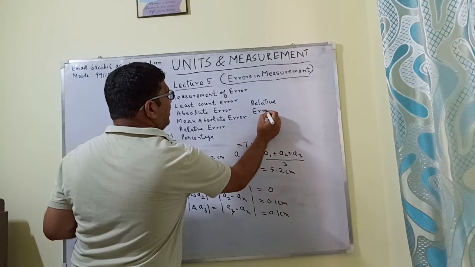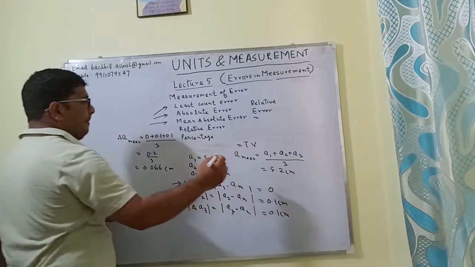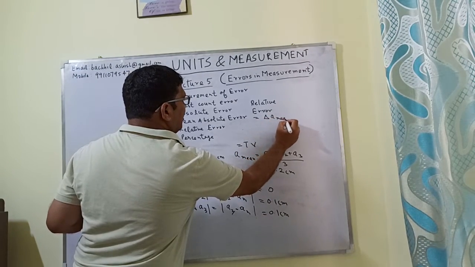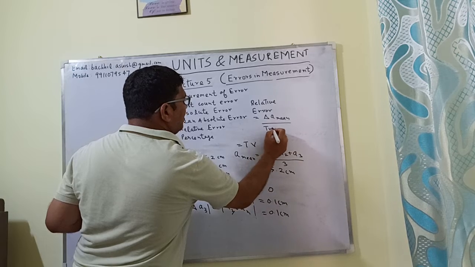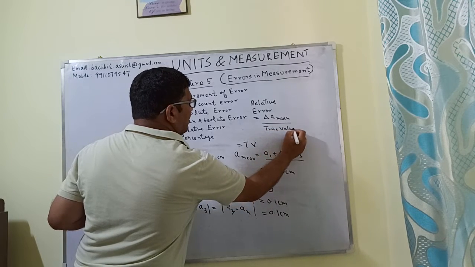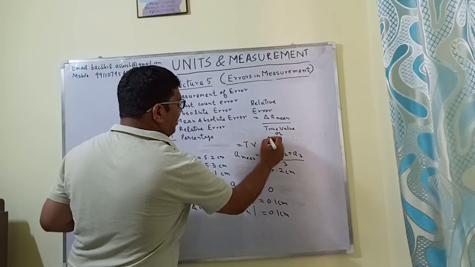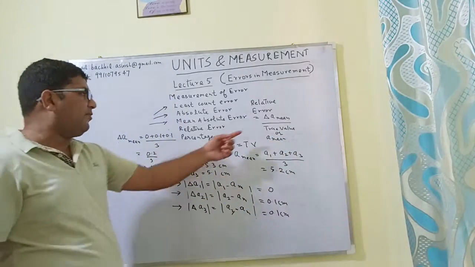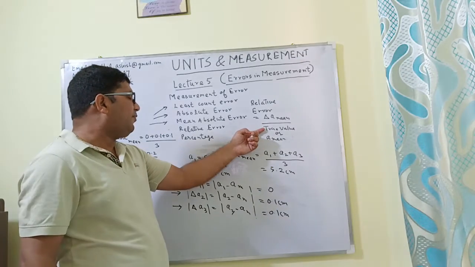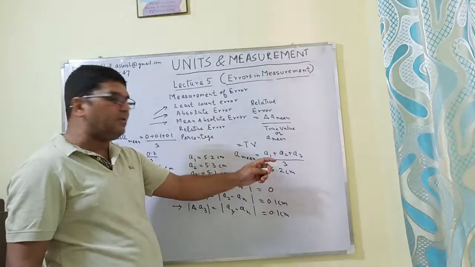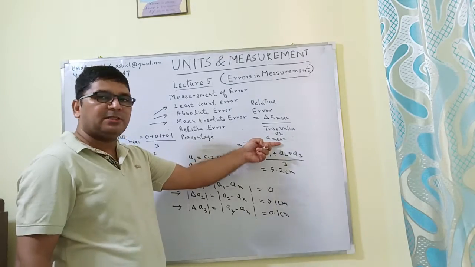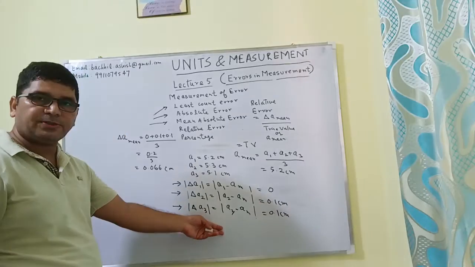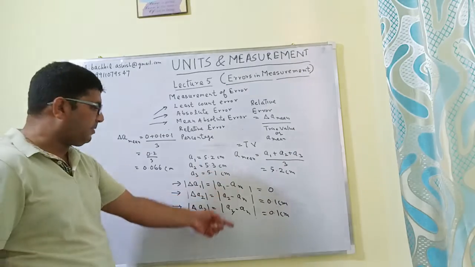So, relative error is equal to mean absolute error divided by the true value, or the mean of the measured value. The true value will be taken if you know the true value of any physical quantity. If you do not know the true value of the physical quantity, then we have to take the mean of the measured values, as I have just explained here.